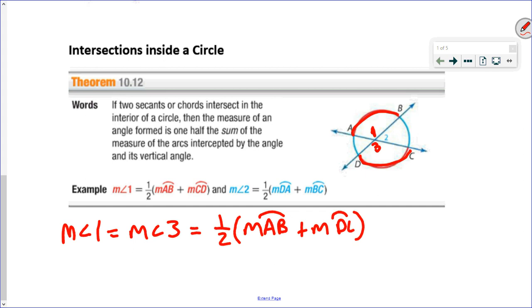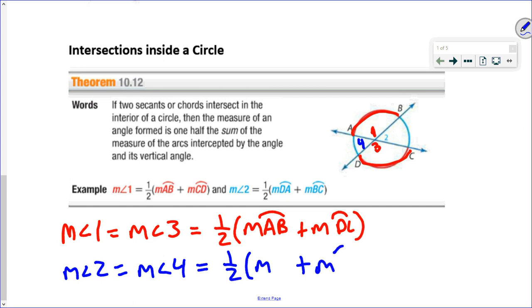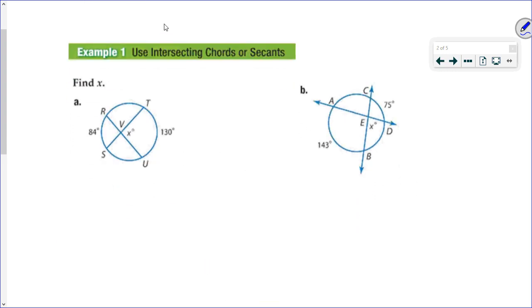So what about angle 2? Well, angle 2 would be congruent to, let's label that angle 4. Angle 2 and angle 4 are vertical angles. They are equal to 1/2 the measure of the intercepted arcs. So what arcs are intercepted by those angles? Arc AD is intercepted by angle 4, and arc BC is intercepted by angle 2. So we can use this theorem to find angle measures inside of our circle. All right, so we use intersecting chords or secants.